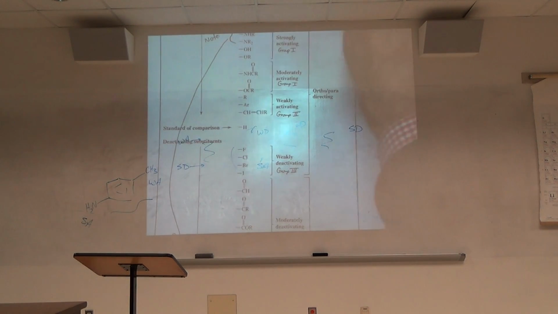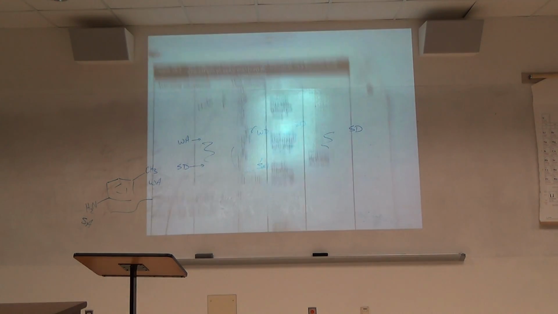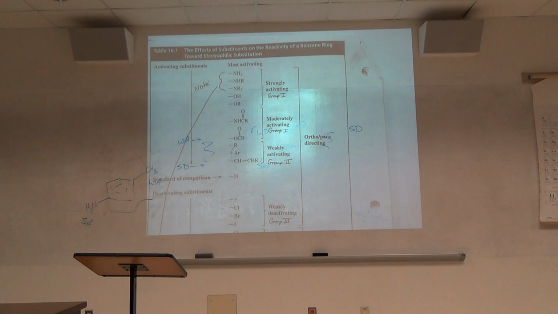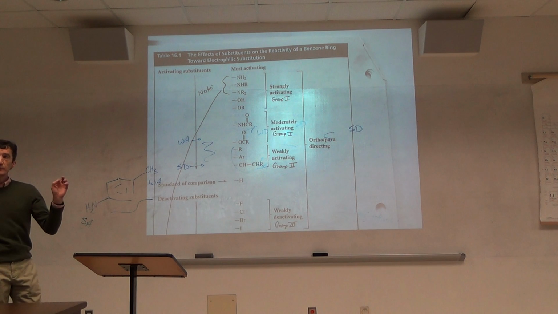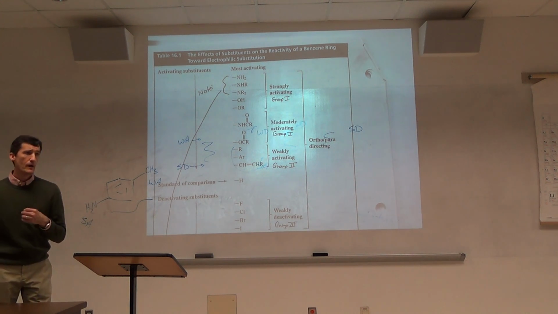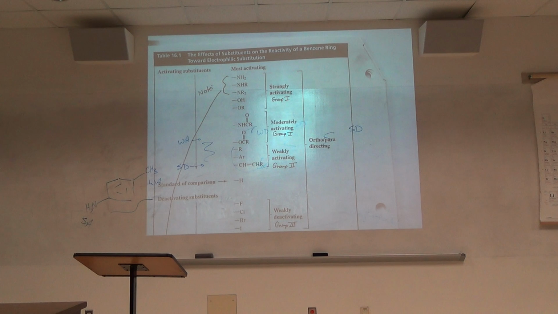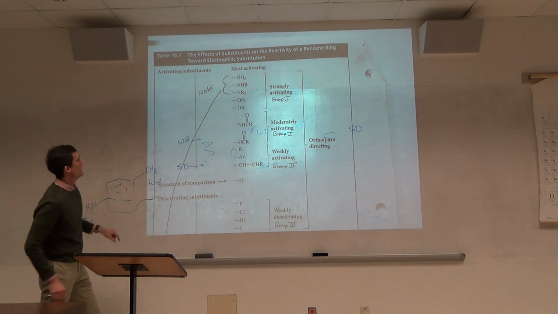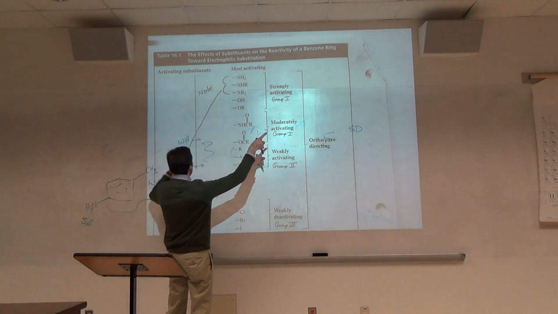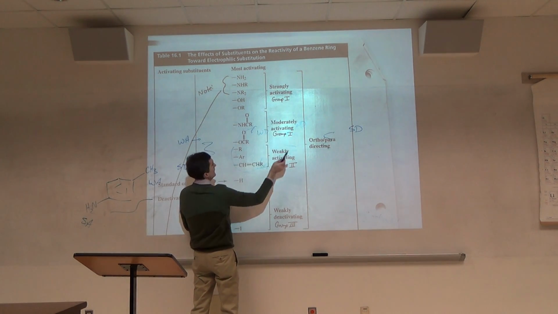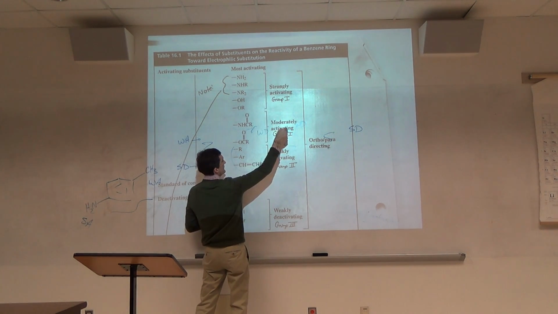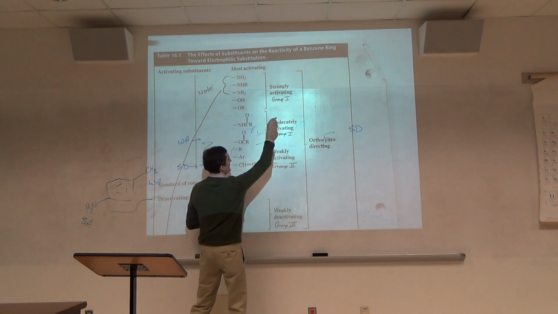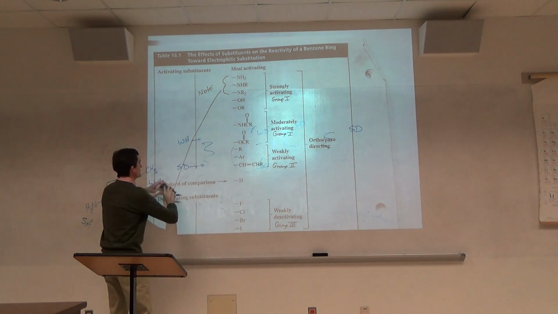Here's a table from an older book. The groups 1 through 4 are unique to me. Other books do it very differently. This book calls things activating substituents. So all these are activating, but then they classify activating into strong, moderate, and weak. Now the strong and moderate is what I call group 1. And I labeled group 1 according to my groupings.